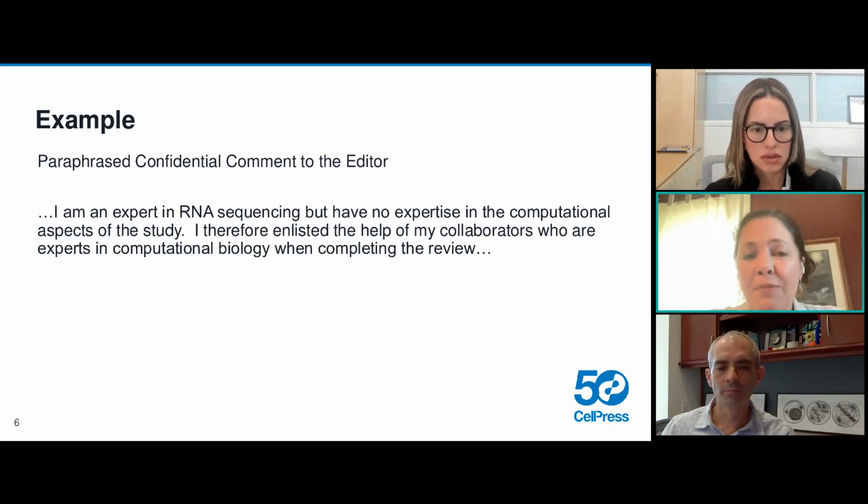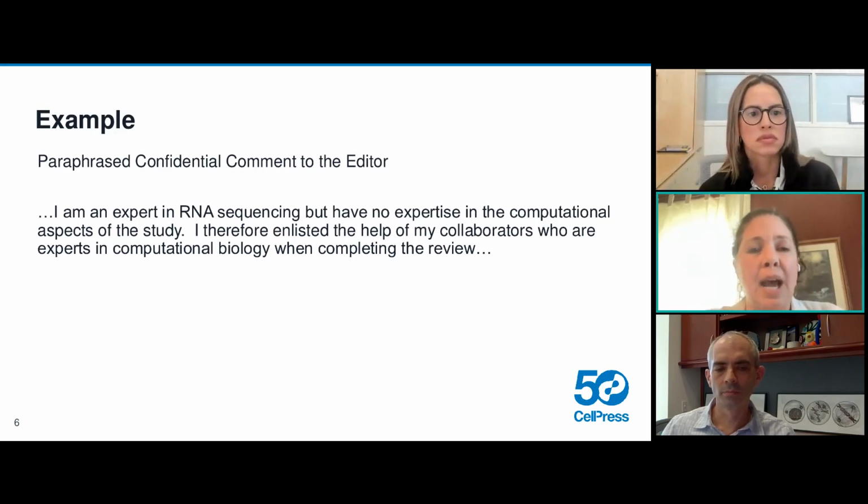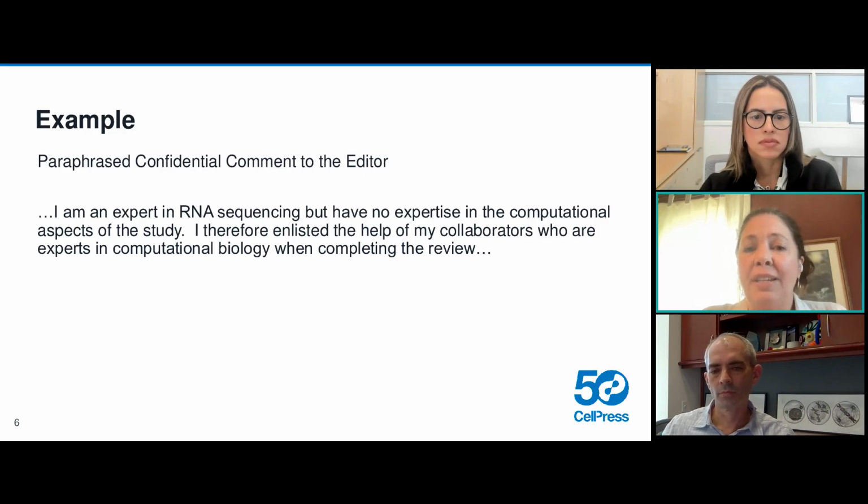This is something that's paraphrased from confidential comments to the editor. I'm an expert in RNA sequencing, but have no expertise in the computational aspects of the study. I therefore enlisted the help of my collaborators, who are experts in computational biology, when completing the review. Has the reviewer acted appropriately? Once you've answered that, there should be another pop-up window. And if you thought no, how should the reviewer have acted when noticing that there was a gap in their expertise?